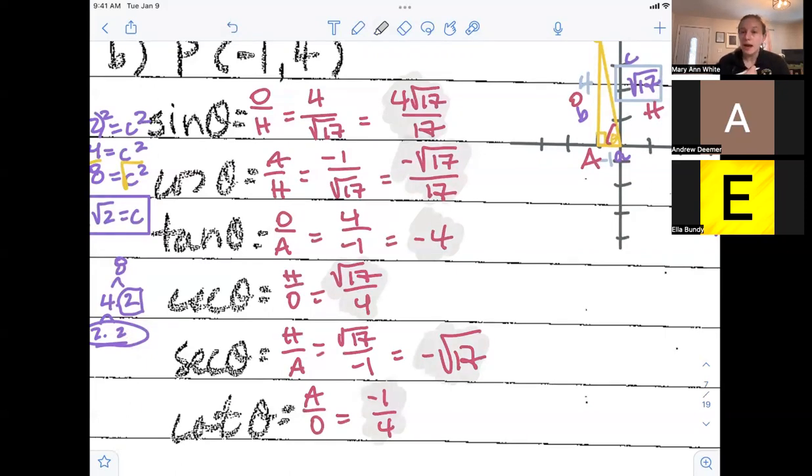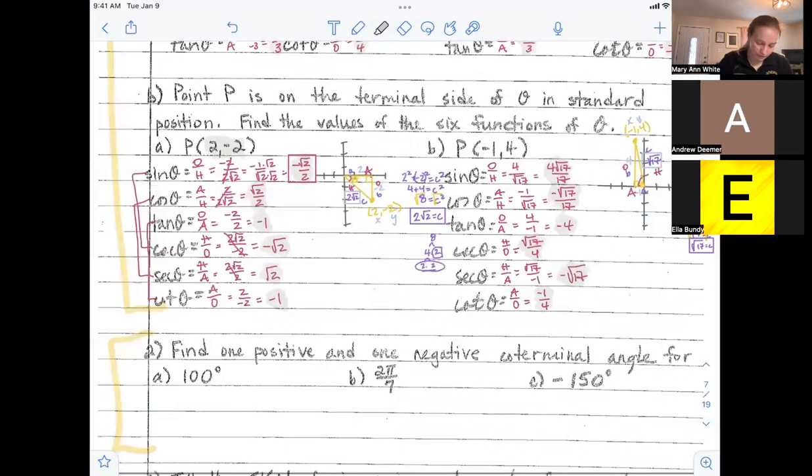I want to skip to almost the very end of this chapter. We're going to do one more type of problem. It's just one more calculator problem, and then we are done. So we are going to skip to the very end of 4.5, to number 3 on 4.5.